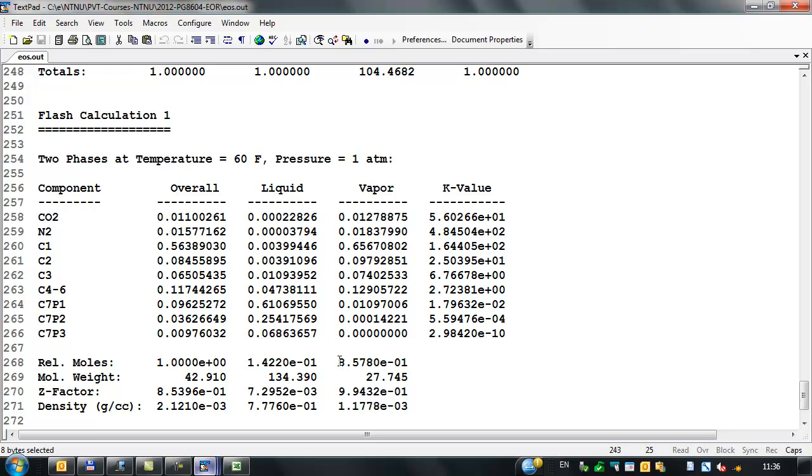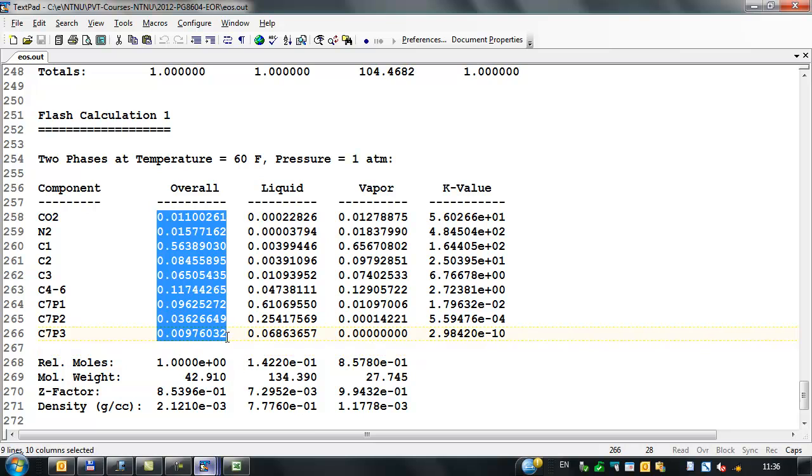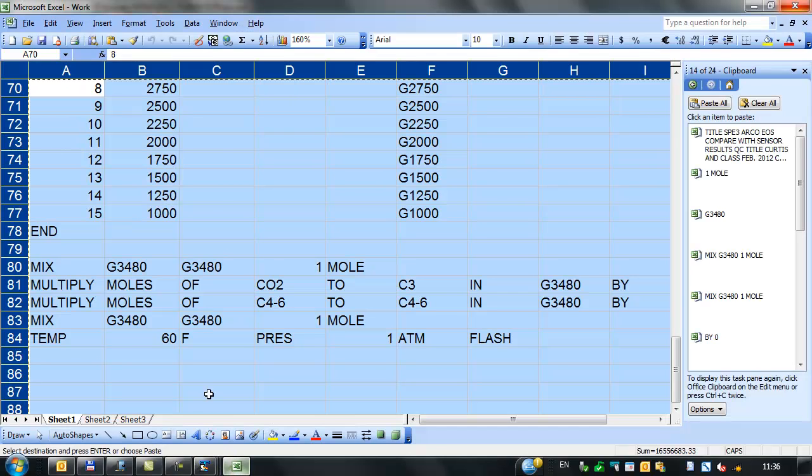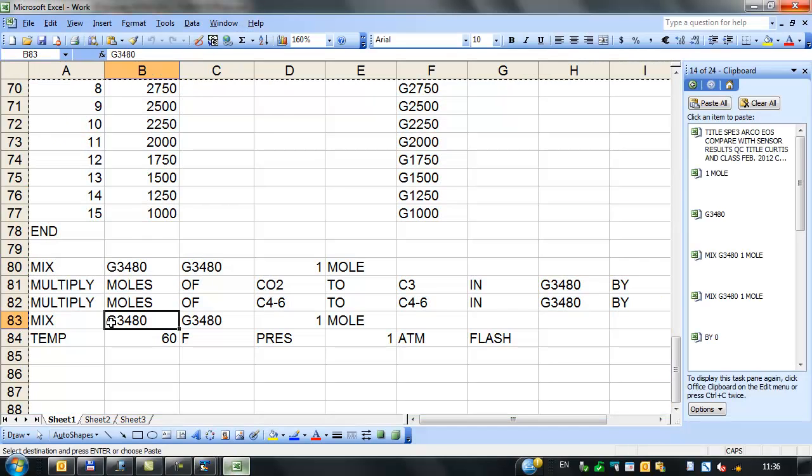So it's going to take that overall composition here, except, okay, well, maybe the problem is that it's got the wrong stuff here. It's not taking this. Okay, so we were using the wrong material here. Okay, I see. This should be mix feed. Yeah, that's to fill the PVT cell with that. Okay. That's the problem.